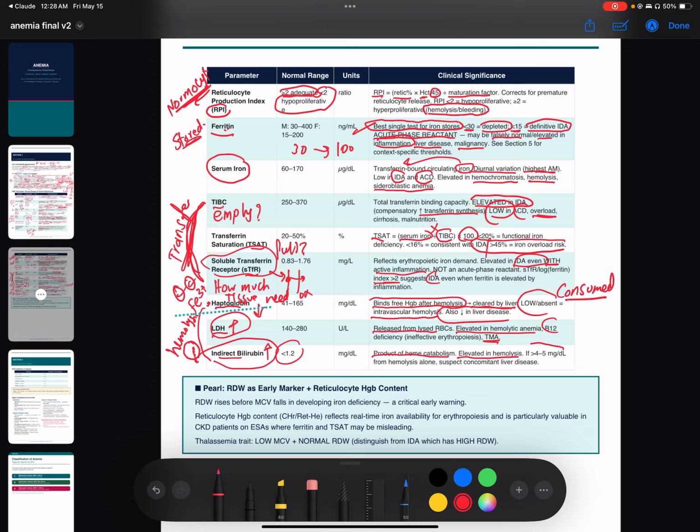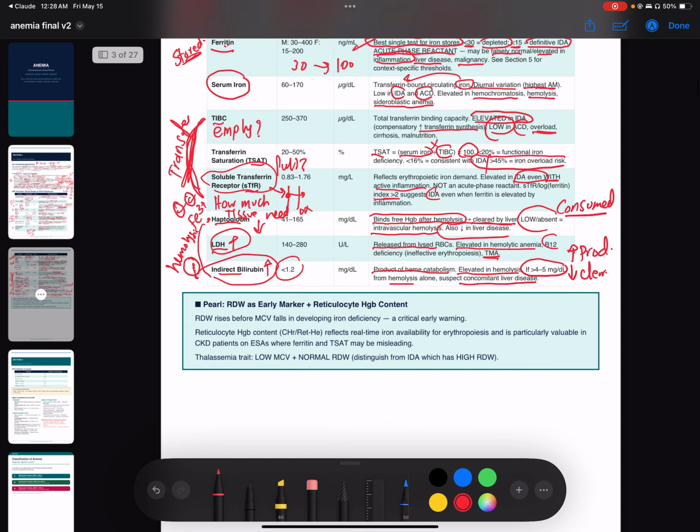But if the elevation is very high, usually above 4 or 5, it's not a hemolysis problem only, it's also a concomitant liver disease, or there is a liver disease going on beside the hemolysis. So think about it: if the level is so high, that means you have an increase in production, but also a decrease in clearance, right? Okay.